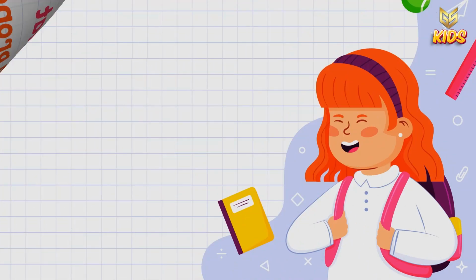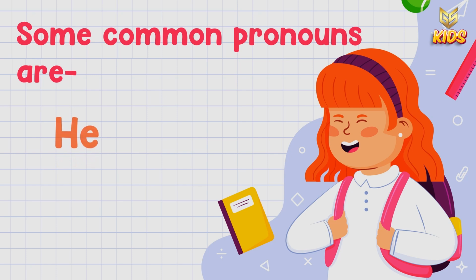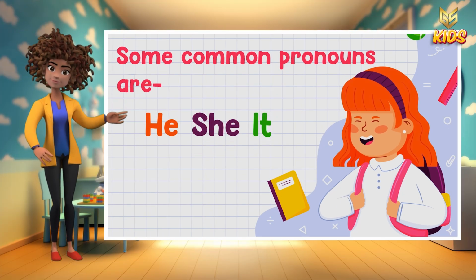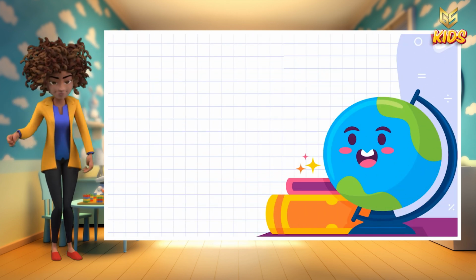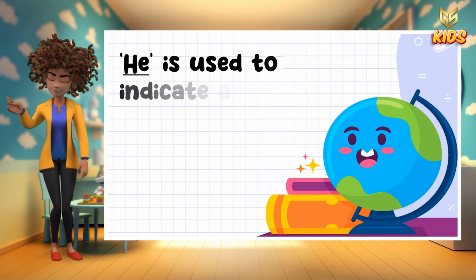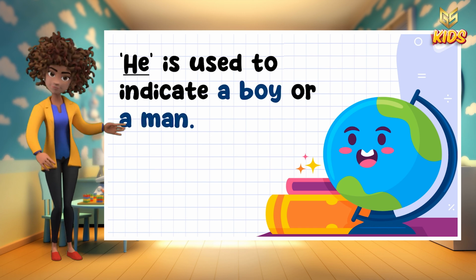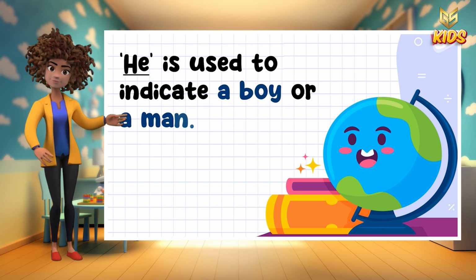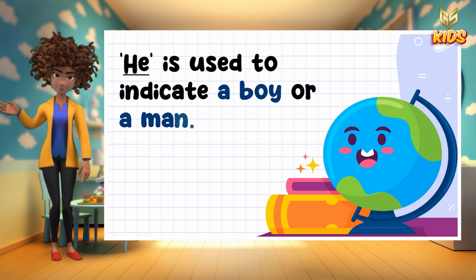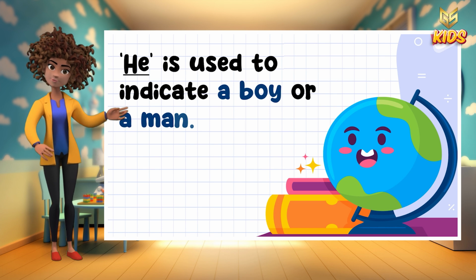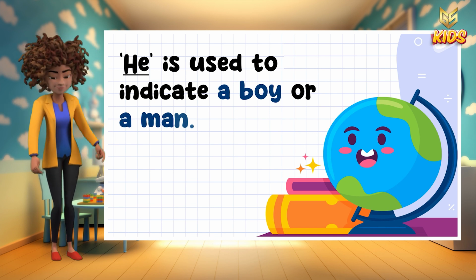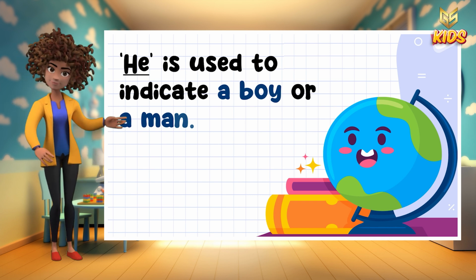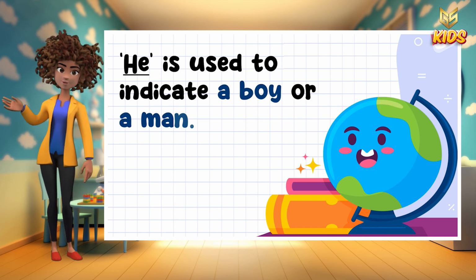Let's look at some common pronouns. Some common pronouns are he, she, it. He is used to indicate a boy or a man. When we see a boy or a man, we will use he. Boy and man are nouns, but as a pronoun is used instead of a noun, here he is a pronoun. And he is always used to indicate a boy or a man.